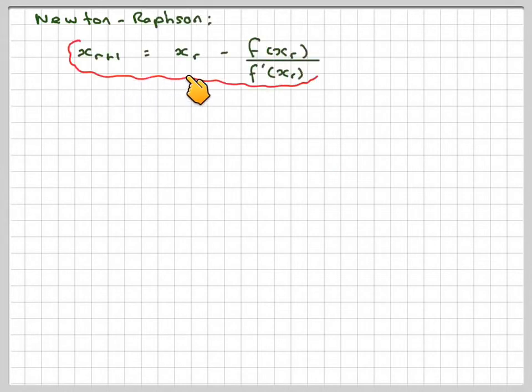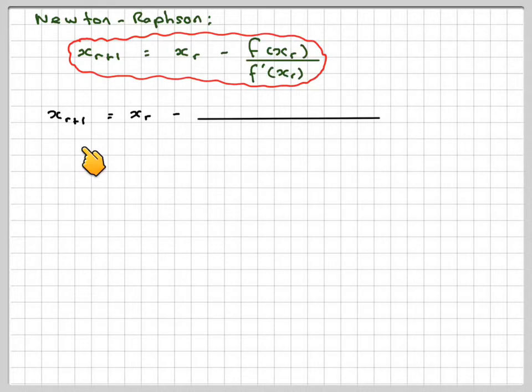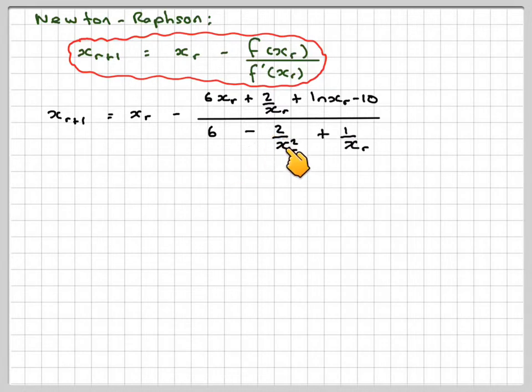So, Newton Raphson formula is x_(r+1) is equal to x_r minus f of x_r over f dash of x_r. So x_(r+1) will be x_r minus, well now I'm going to write this as 6x_r plus 2 over x_r plus ln of x_r minus 10 over the derivative, which is 6 minus 2 over x_r squared plus 1 over x_r.